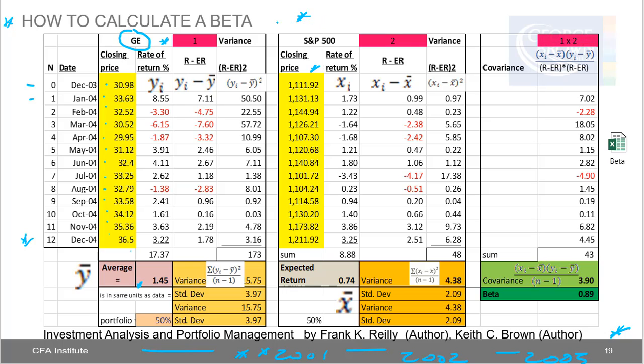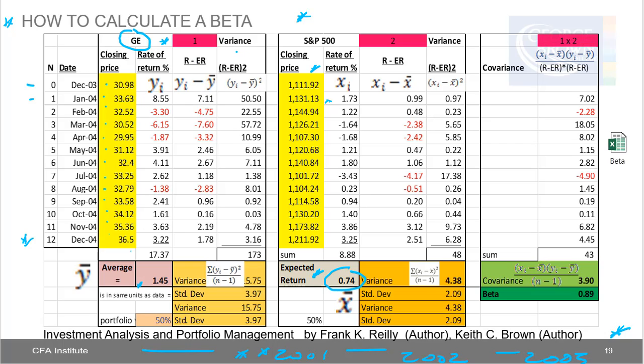So we're just going to do the same thing for the S&P 500. We're going to look at the closing prices, and we can calculate the rate of return, ending minus beginning divided by beginning, and we get the rate of return. And we can calculate the average return, or sometimes we use expected return in finance speak, so just don't get confused. That's why I put average here and expected over there. Anyhow, the average return was 0.74. So that's step one. Collect your data, calculate the returns.